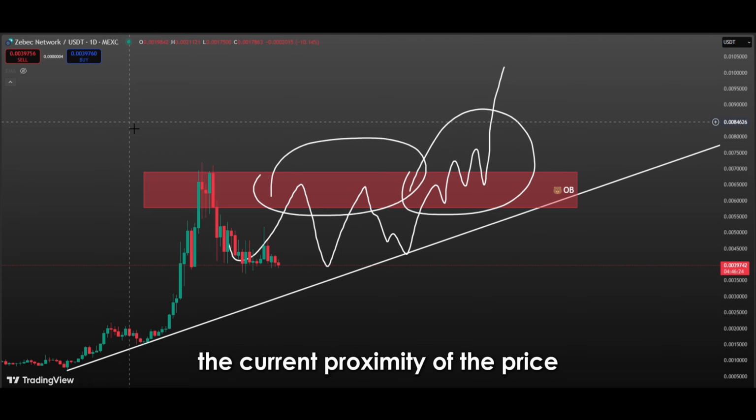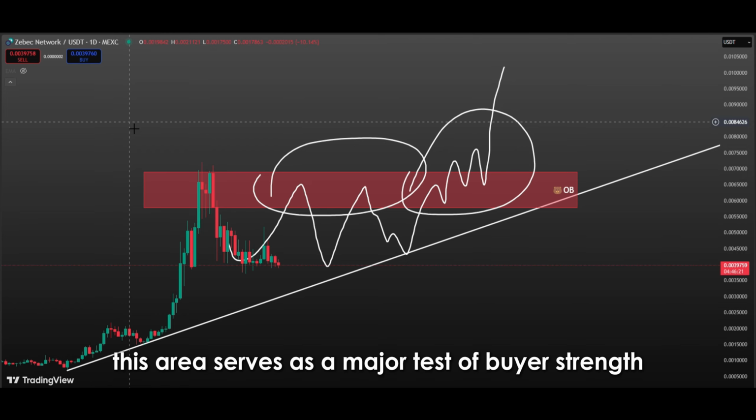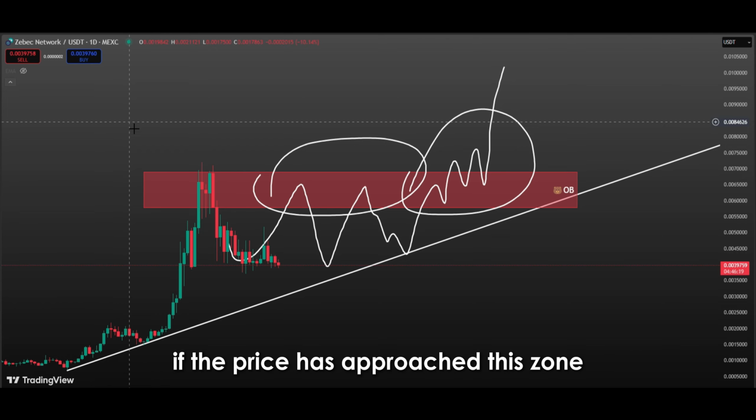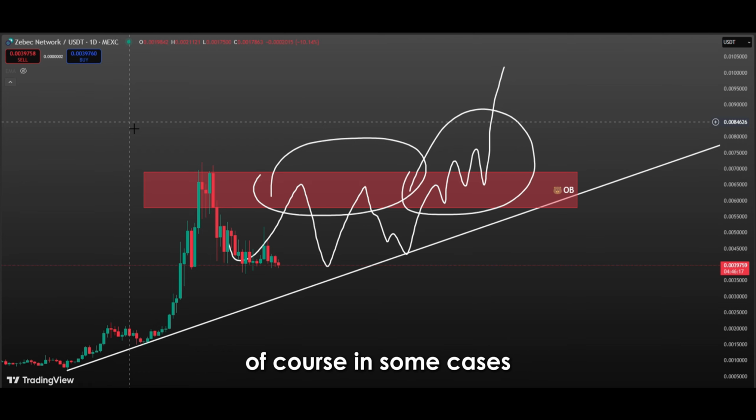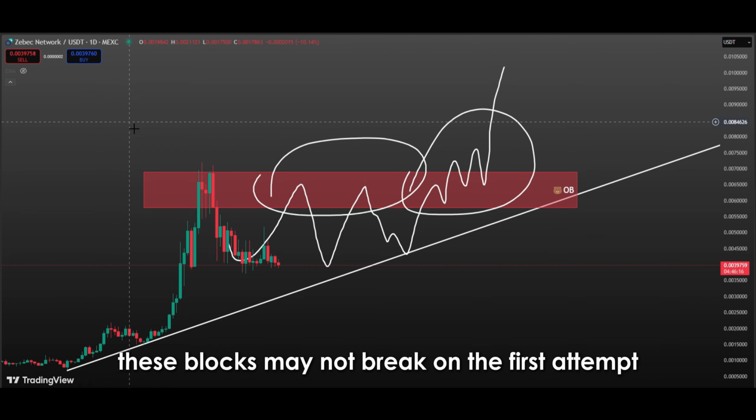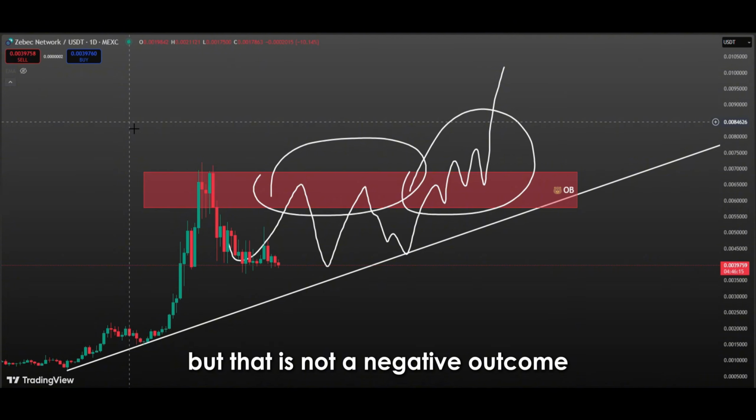The current proximity of the price to this bearish order block is seen by many technical analysts as a positive development. This area serves as a major test of buyer strength. If the price has approached this zone with strong volume and is attempting to hold its ground, it likely means a breakout is near. Of course, in some cases, these blocks may not break on the first attempt, but that is not a negative outcome.